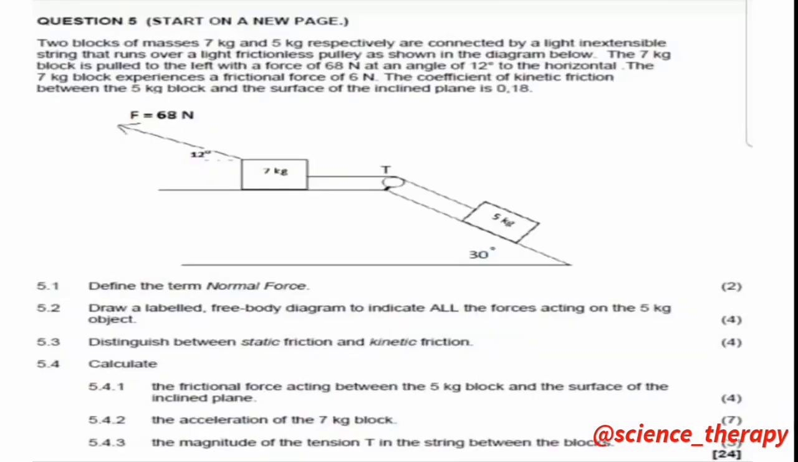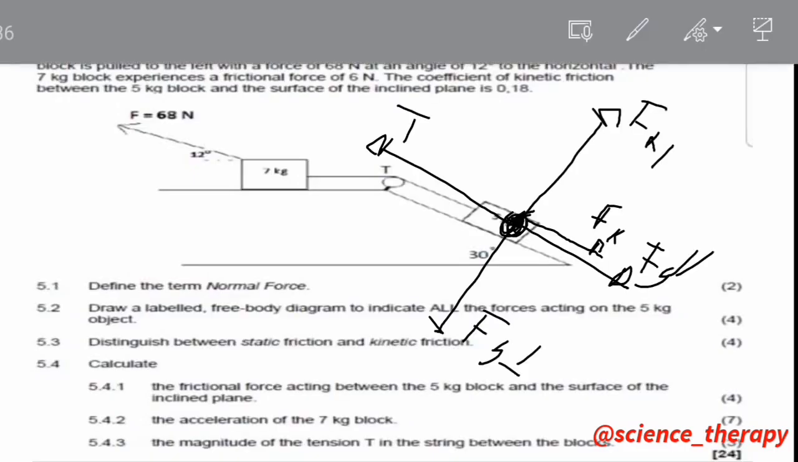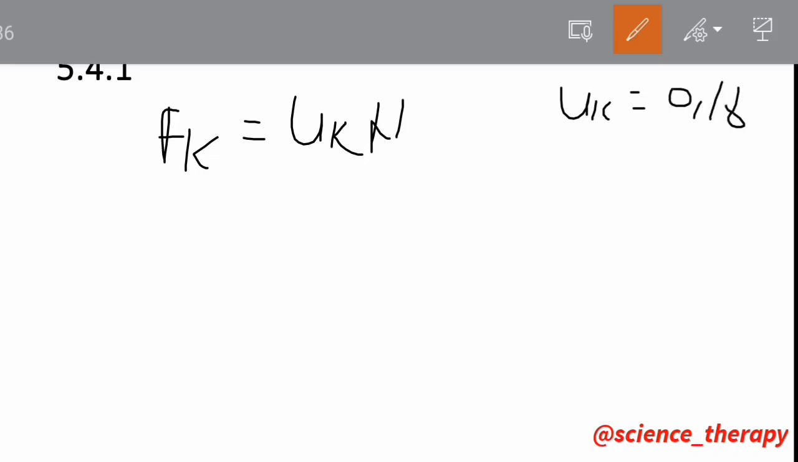So 5.4, we say calculate the frictional force acting between the 5 kg block and the surface of the inclined plane. So we have the free body diagram, and we can see that the forces acting here are Fk, Fg parallel and tension. But to calculate the Fk, we have the formula Fk is equal to mu k times N. And you will remember that we've been given mu k to be 0.18.